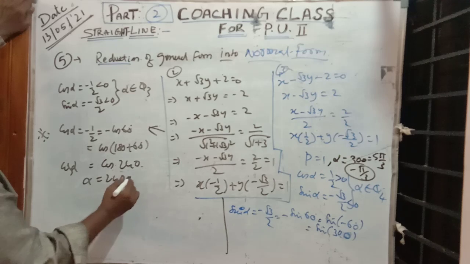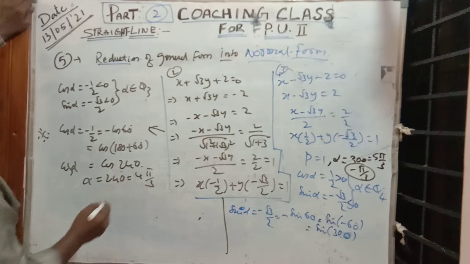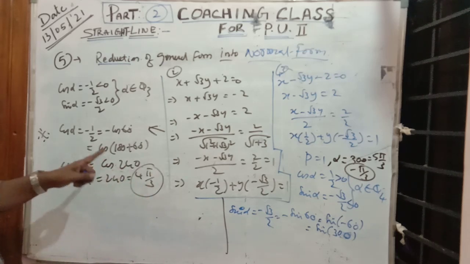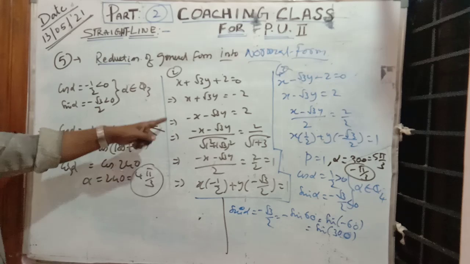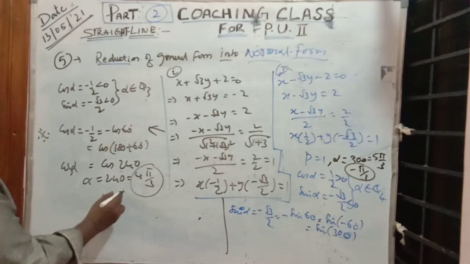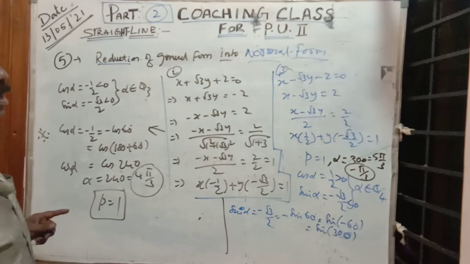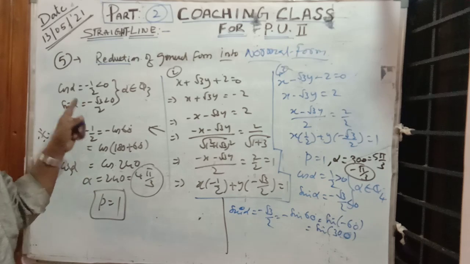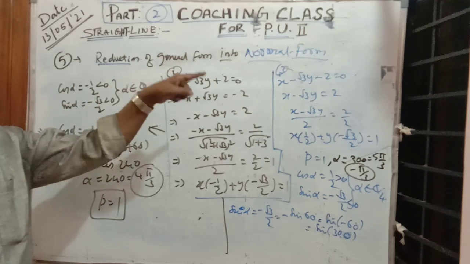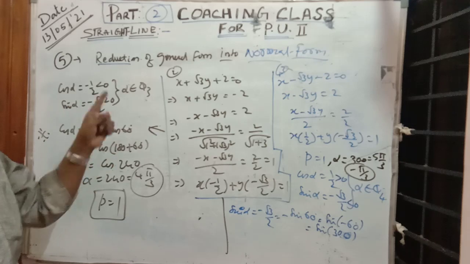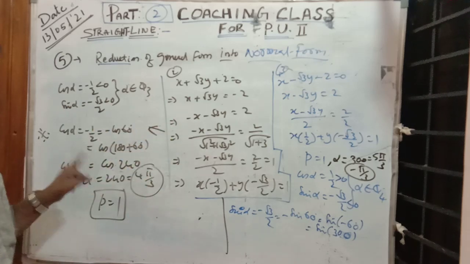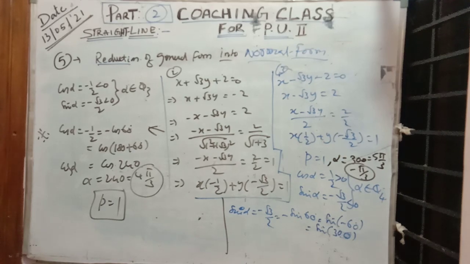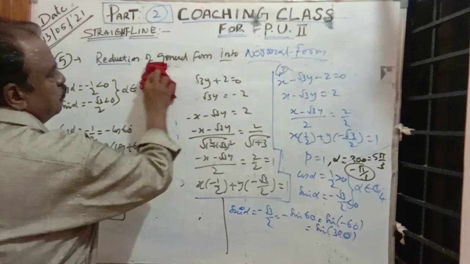240 means 4 pi by 3. So alpha value is 4 pi by 3, which belongs to the third quadrant for the second problem. In all cases, the length of normal is the same. I am giving not one problem, several problems are there. We discuss now the reduction of general form into normal form with examples 1, 2, 3. That second one is corrected again. Please note it. Next, one more thing I want to discuss. This one is over.